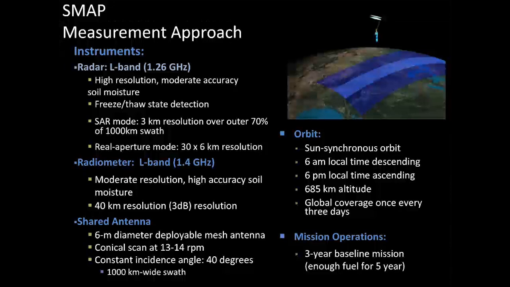We have a sun-synchronous orbit, and technically all missions are designed to operate for 3 years, but we have enough fuel for 5. And if it's anything like MODIS and continues to operate as well as it has been operating, then we do have the capability of seeing beyond 5 years, which is always a bonus.